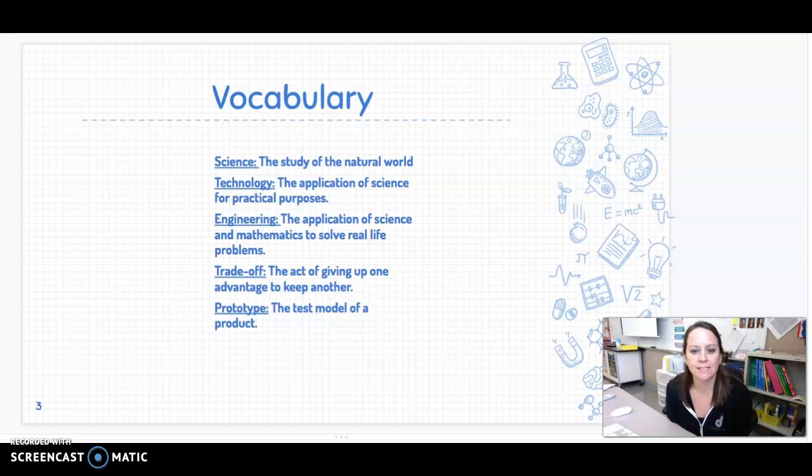A trade-off is the act of giving up one advantage to keep another. And a prototype is the test model of a product. So you might want to pause so that you can get those down.